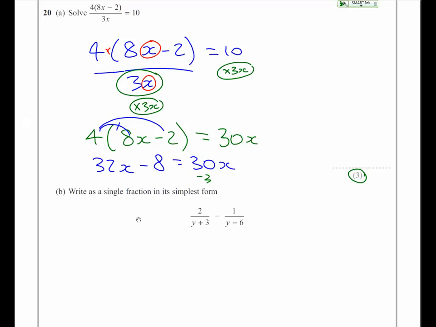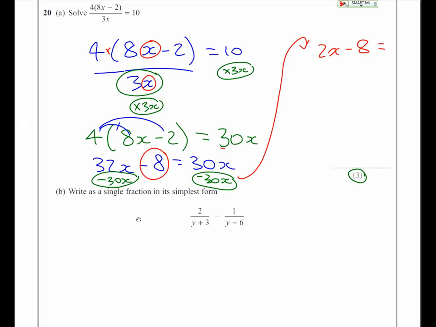Now we can take 30x from both sides, and on the left hand side 32x minus 30x leaves us with 2x, and we've still got this minus 8, and we've got nothing left here. We had 30x, we took away 30x, we've got 0. Right, add 8 to both sides of the equation, so we get 2x equals 8. Divide by 2, divide by 2, and we get that x is 4. Okay.